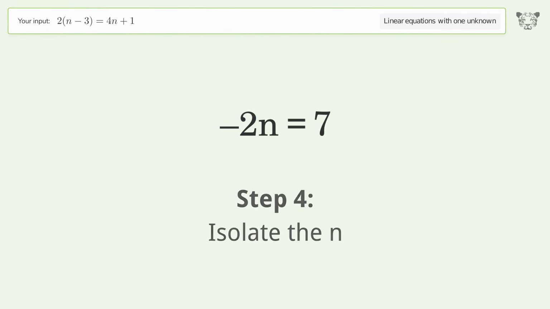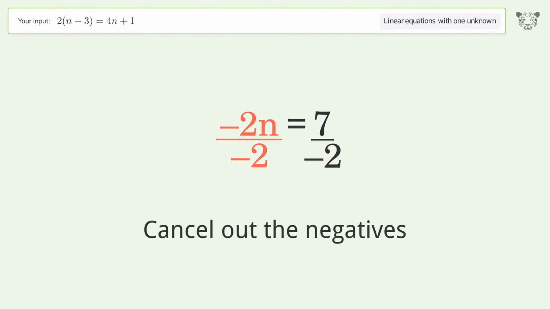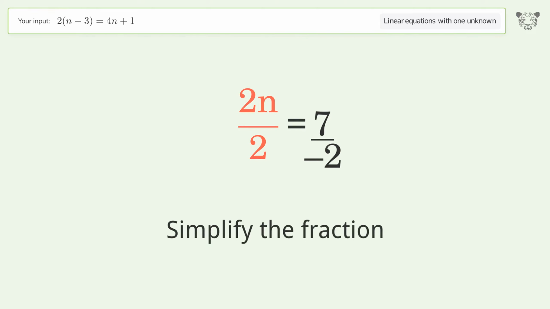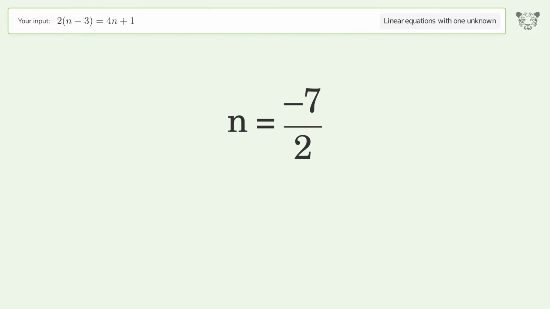Isolate the n. Divide both sides by -2. Cancel out the negatives. Simplify the fraction. Simplify the arithmetic. And so the final result is n equals -7/2.